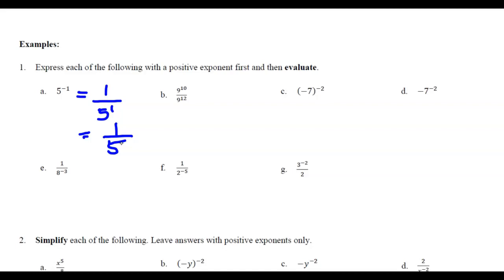Okay, next one. If we use our power rules, that's 9 to the -2. Then if we need a positive exponent, that's 1/9 squared, which is 1/81. Anytime you have a whole number to a negative exponent, get it through your head that you're going to get a fraction answer.